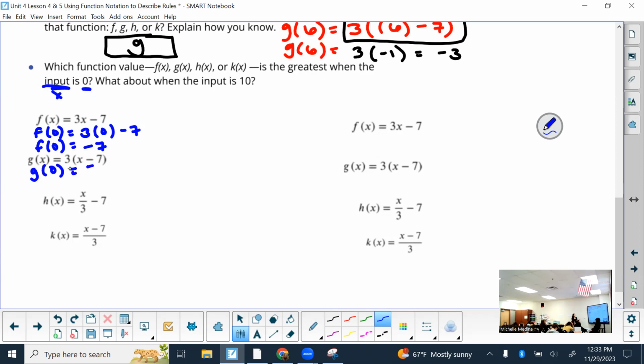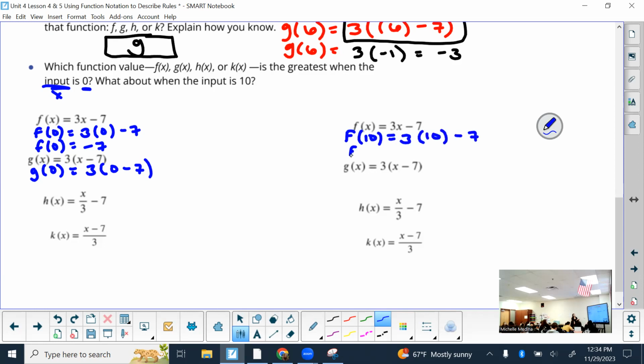Then 0 is my input. Anywhere that there's an X, I need to replace with the 0. And the math might be slightly different, but you can use your calculator for it. Okay? So now when the input's 10, I'm just getting you started here. For f of x, my input is now 10, so I'm going to replace all the x's with a 10.